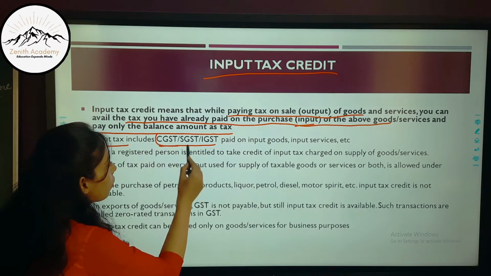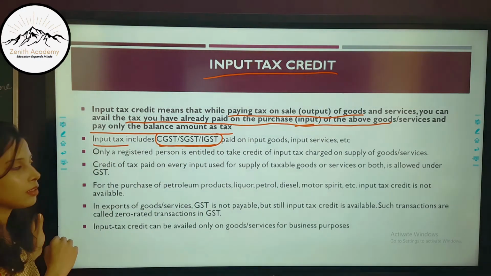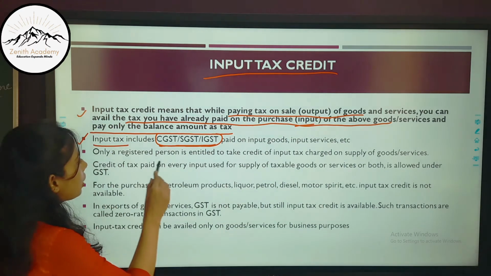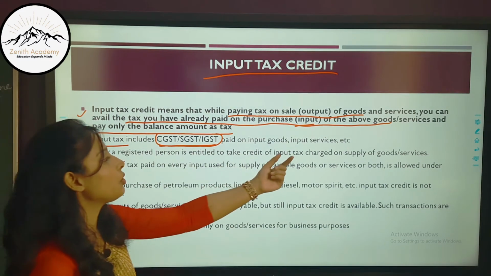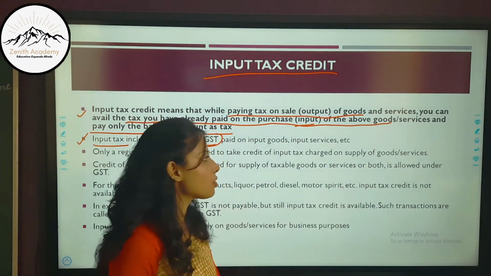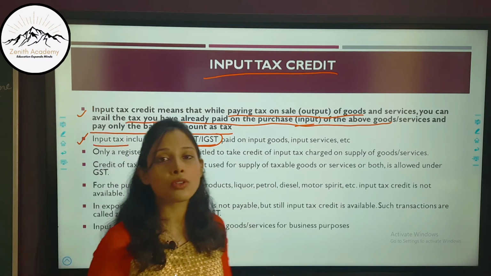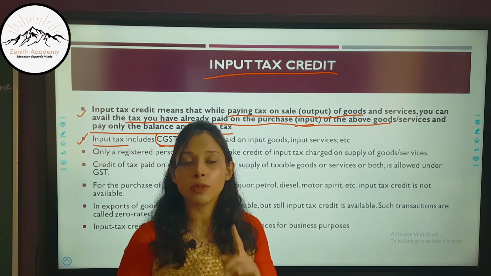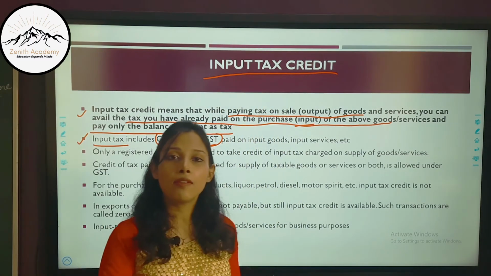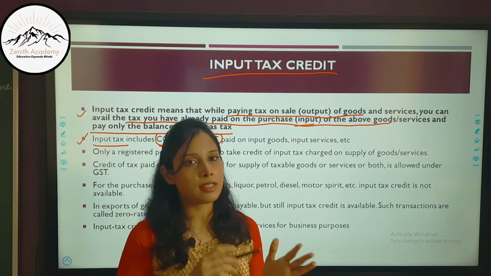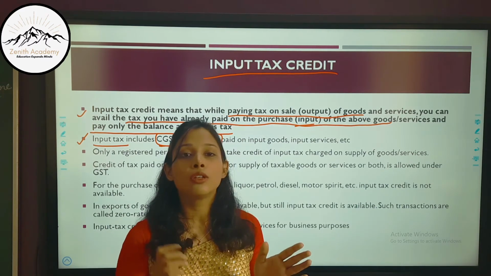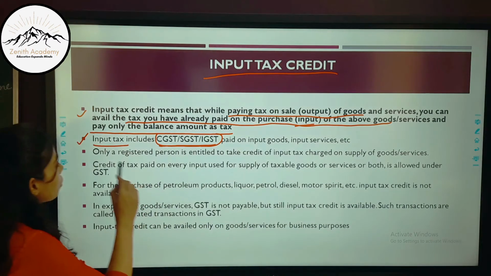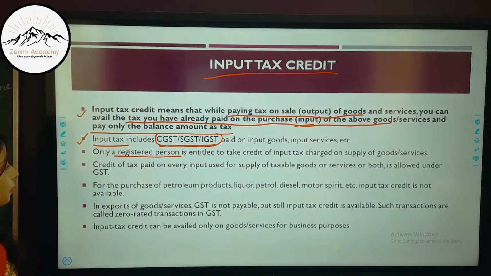Our next point says, input tax includes CGST, SGST, IGST paid on input goods, input services, etc. So, it includes all three types of GST we have. Our third point: only a registered person is entitled to take credit of input tax charged on supply of goods or services. Suppose the dealer is not registered under the GST Act; he will not be eligible to claim this input tax credit. He will have to pay the total GST collected on his sales, and he will not be allowed to subtract the GST he has already paid on the purchase. So, he needs to be a registered person.